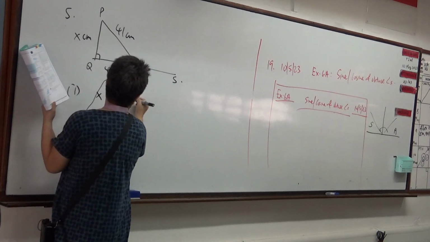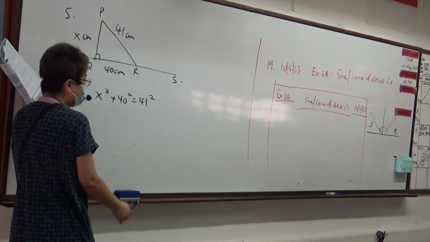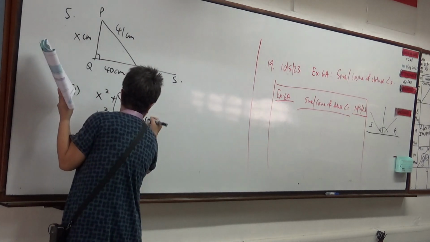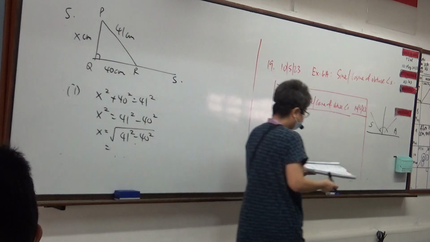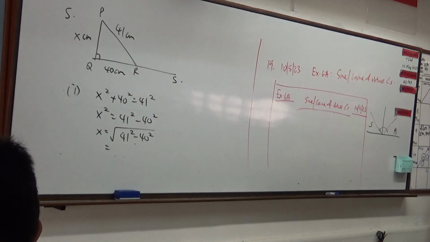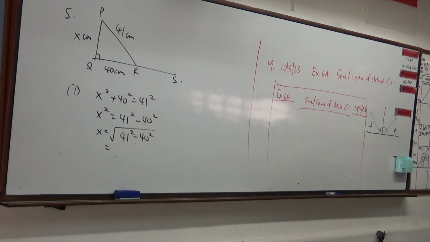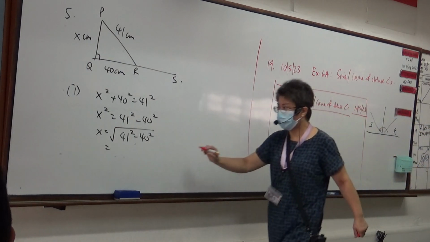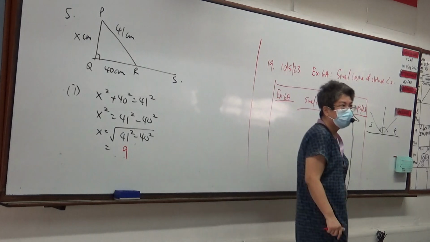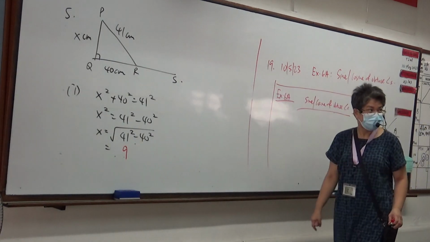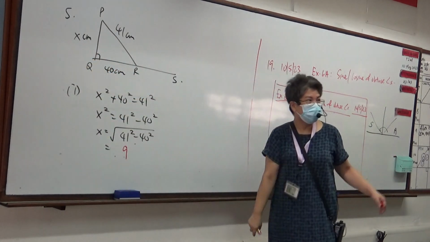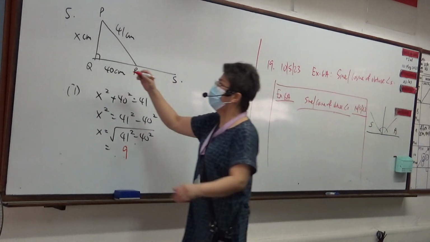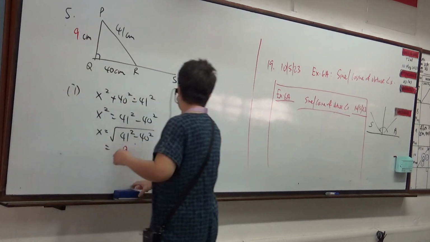X squared plus 40 squared must be 41 squared. My Pythagoras theorem. Answer? Nine. Do you get the answer is 9? Yes. Now I want to ask one question. Did I put 9 cm yet? It's either yes or no. No, because it's already cm, so X is just a value of 9. You don't write cm in the answer. Okay? Now, so we know this is 9 already. So very good, life goes on.